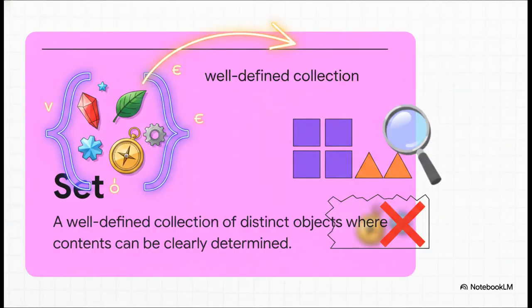Well, here is the absolute golden rule straight from our sources. A set is a well-defined collection of distinct objects where contents can be clearly determined without ambiguity. Now, the absolute crucial phrase here is well-defined. It means anyone, anywhere in the world, looking at the rule for your set would pick the exact same objects to go inside it. No guessing allowed.